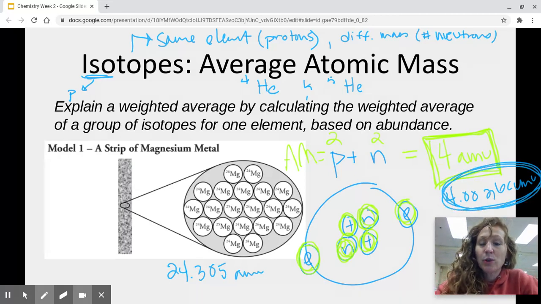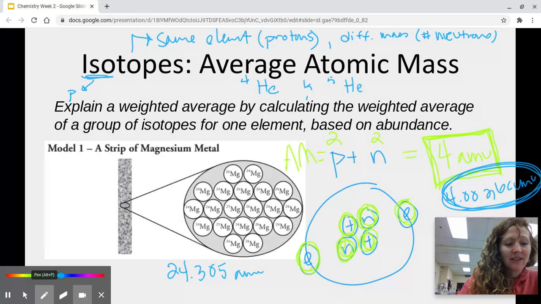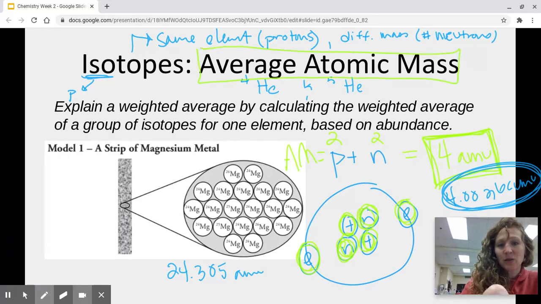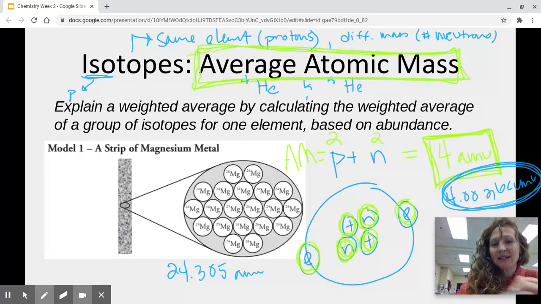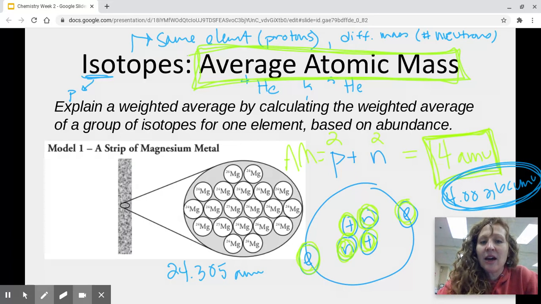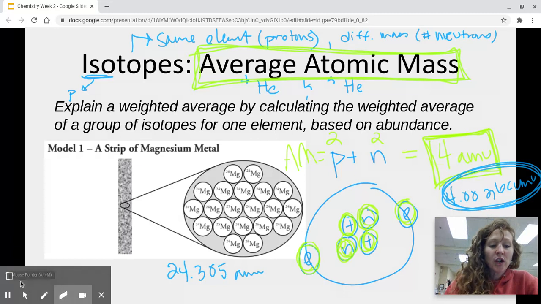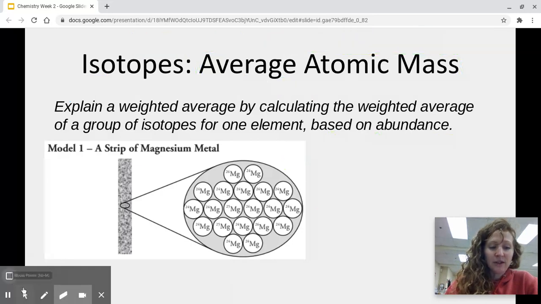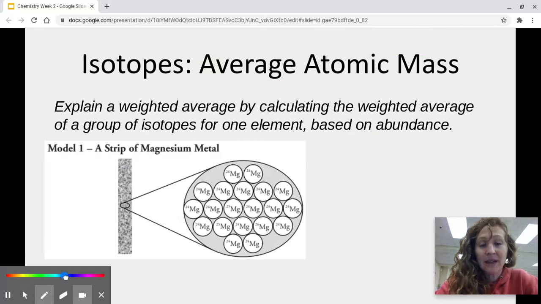Well, you can see what the makers of the periodic table decided to do. They decided to put an average atomic mass on the periodic table. And that's what brings us to today's lesson. Today, we're going to look at what that average atomic mass is and how it is calculated.